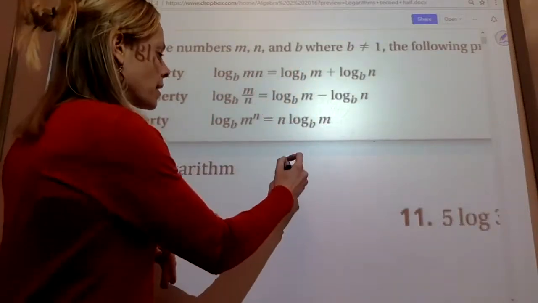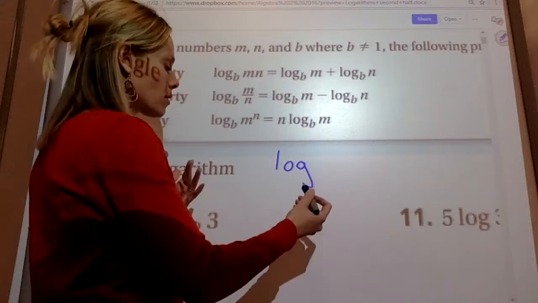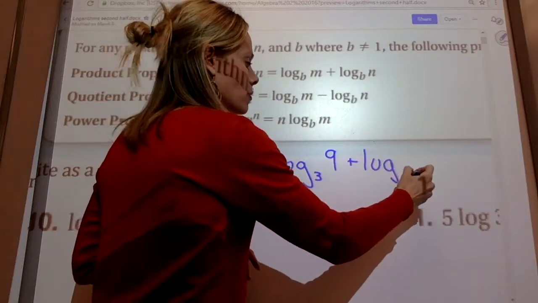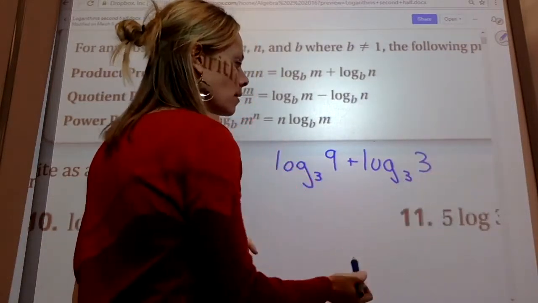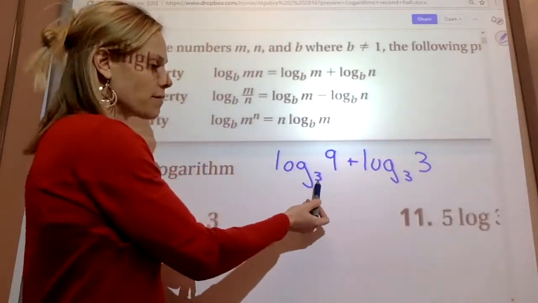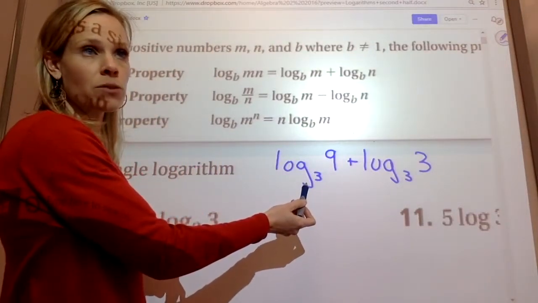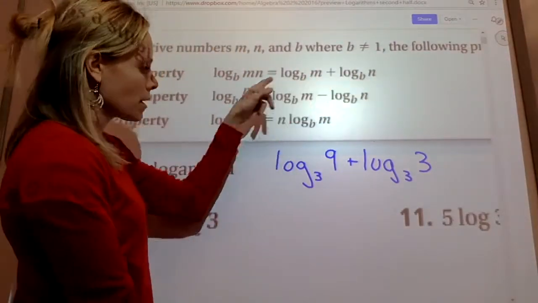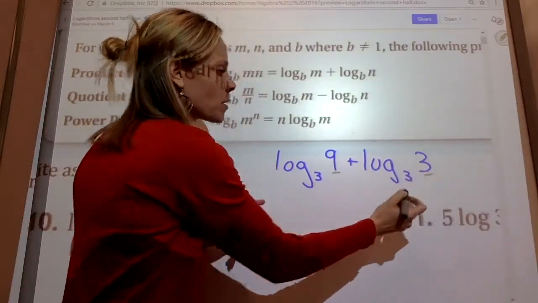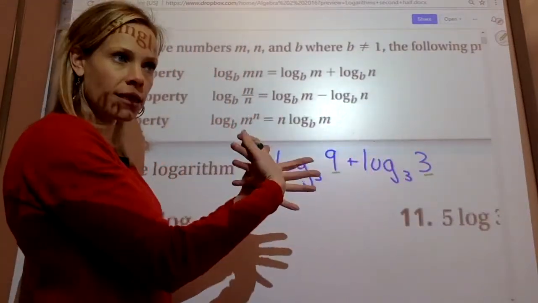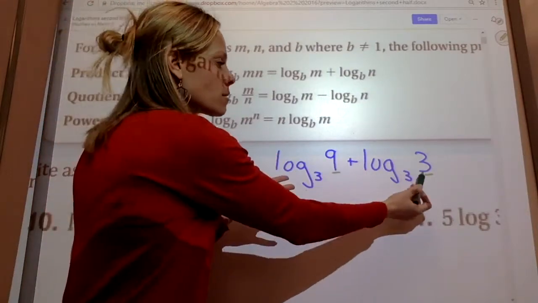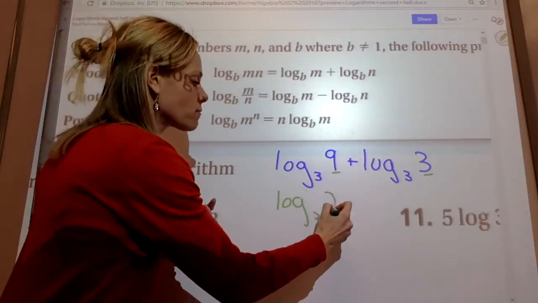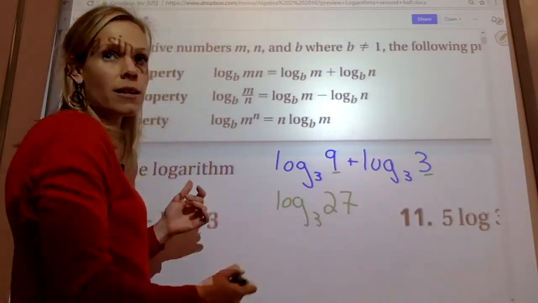How this works is if you're adding logs together, like log base 3 of 9 plus log base 3 of 3, first I have to have the same base. You can't use these properties if the bases don't match, and of course they will, okay? Then what m and n mean would be the 9 and the 3. The only way to add these two logs together would be to multiply what they're the log of. So this would become log base 3 of 27, because 9 times 3 is 27.